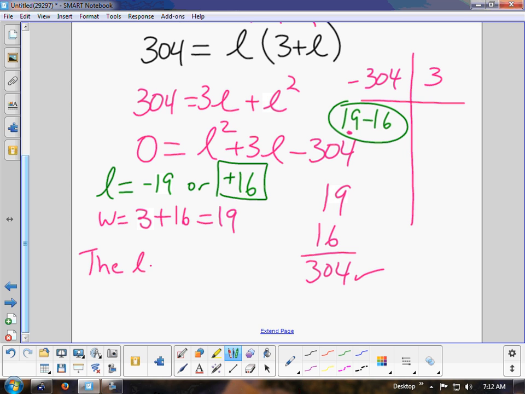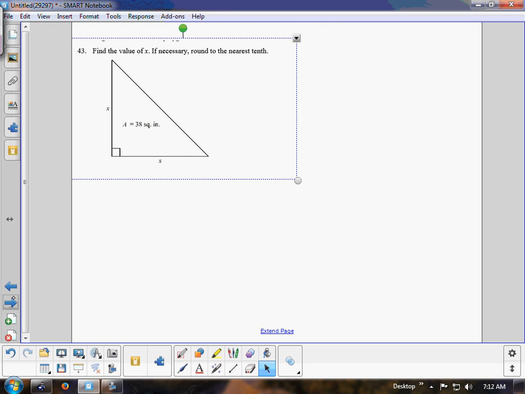The length is 16 yards, and the width is 19 yards. Okay, so you're going to write that as a sentence. Okay, so moving on to the next question. Again, if I'm going too fast, you can always pause.